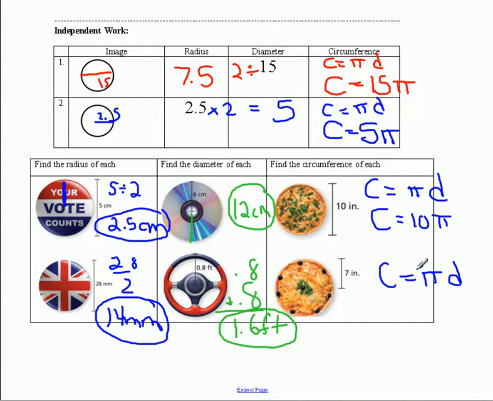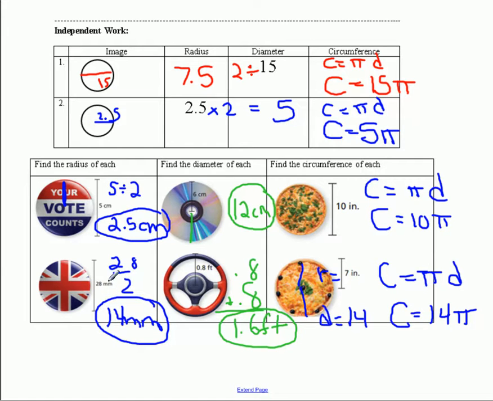C equals pi times d. Let's look at this one. I don't have the diameter, but I can figure it out. Right now I have the radius. The radius is 7. So if I have 7 halfway, and I have another 7, that would make my diameter 14. So that's the number that I would then have to use in my formula. These formulas are great, but you have to make sure you have the right information for them.